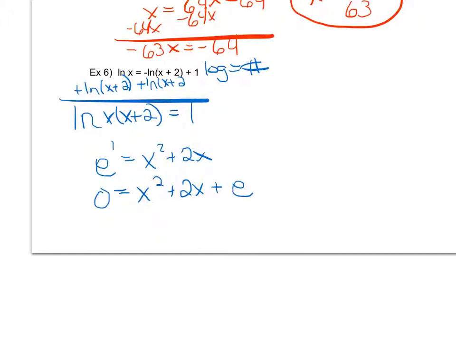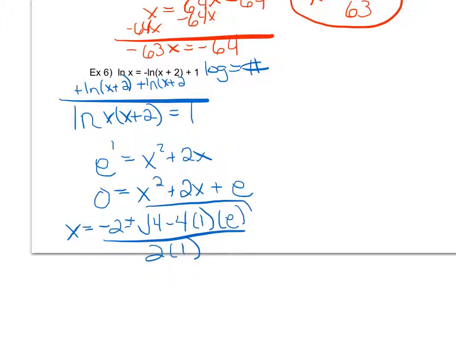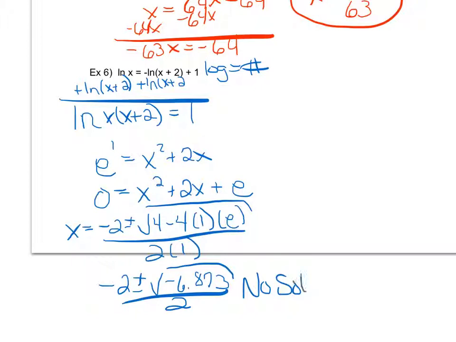From here, I'm not going to be able to factor. I'm going to have to go ahead and use the quadratic equation and say x equals negative b plus or minus the square root of b squared minus 4 times a times c, all over 2 times a. Doing that, I get negative 2 plus or minus the square root of about negative 6.873 all over 2. Well, I know this is going to be an imaginary number, so I don't have to worry about it. From here, I can go ahead and say no solution.